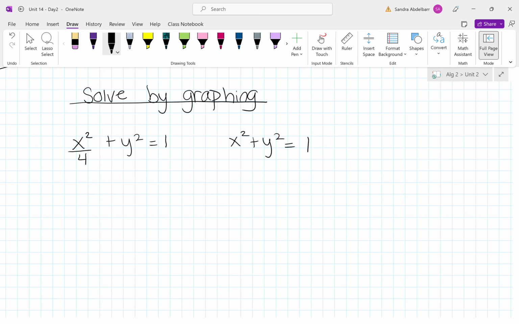Wait. So we have an ellipse and then we have a circle. Ravi, did you just say line? I was thinking, so.